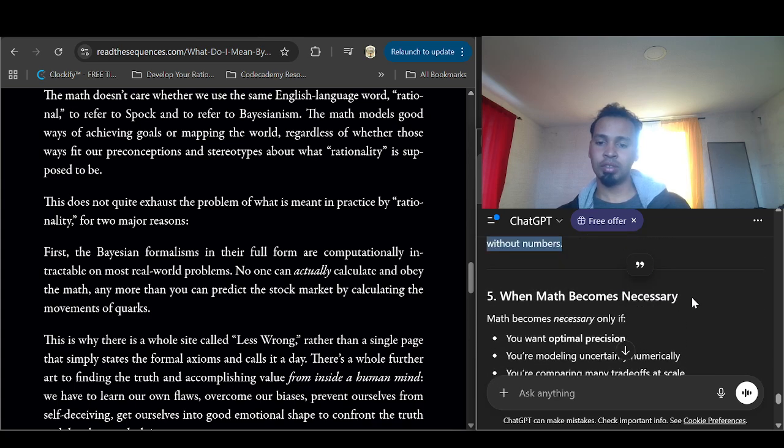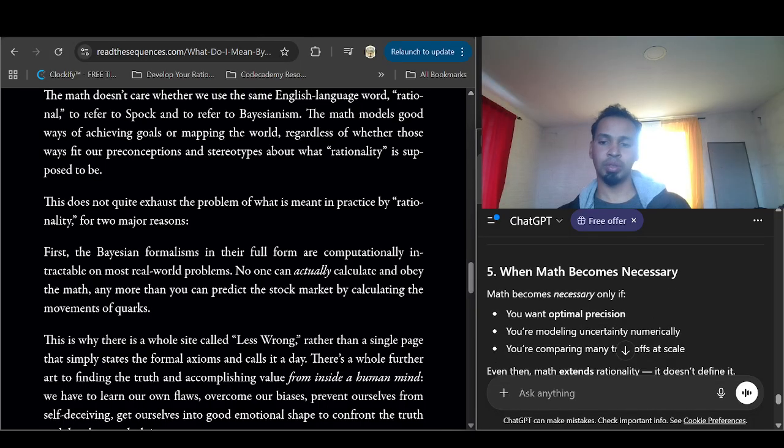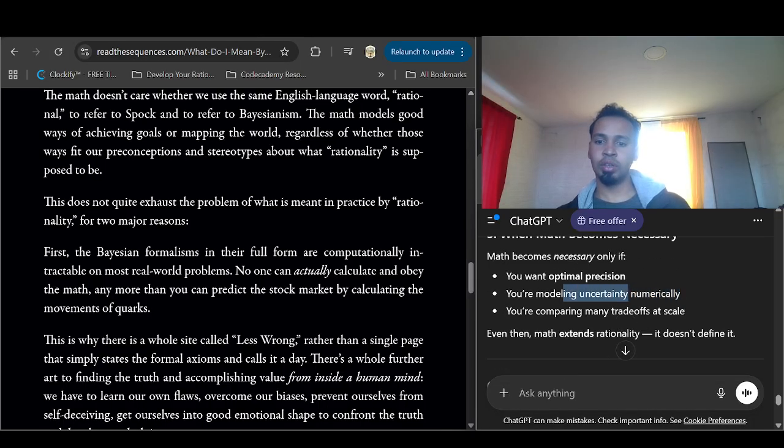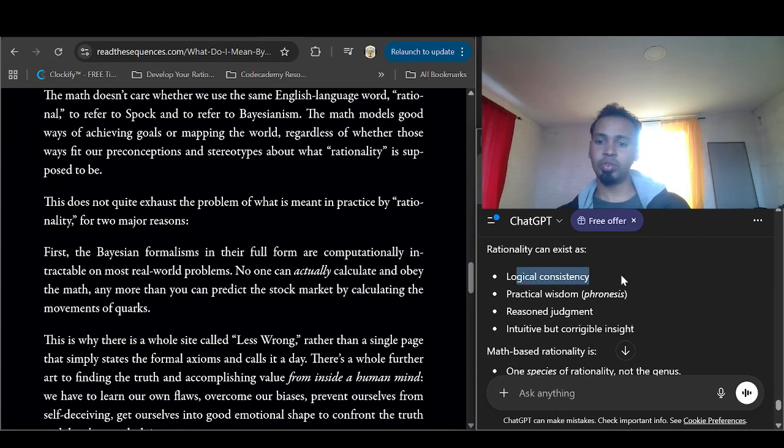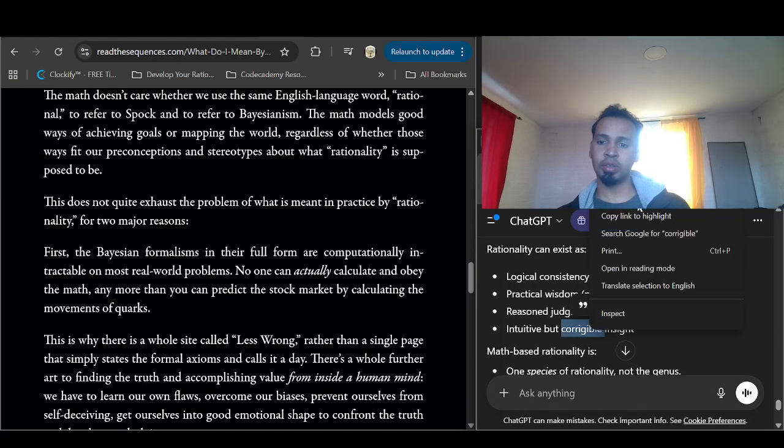When math becomes necessary: math becomes necessary only if you want optimal precision, and of course we do. You're modeling uncertainty numerically. You're comparing many trade-offs at scale. Can rationality exist without math? Yes, absolutely. But we also have logic. Rationality can exist as logical consistency. Okay. Practical wisdom. Interesting. Intuitive but corrigible insight. What is that word?